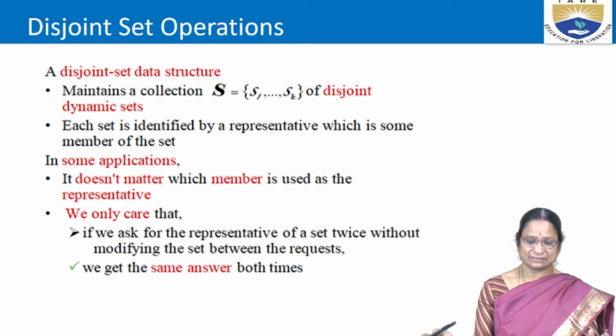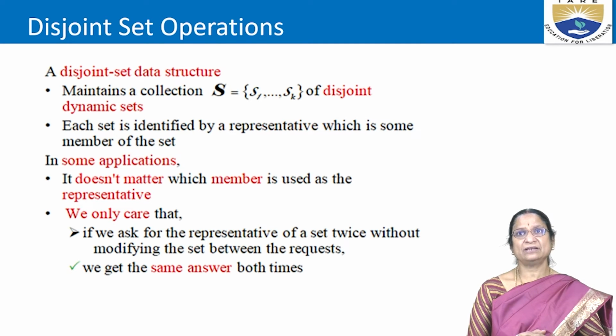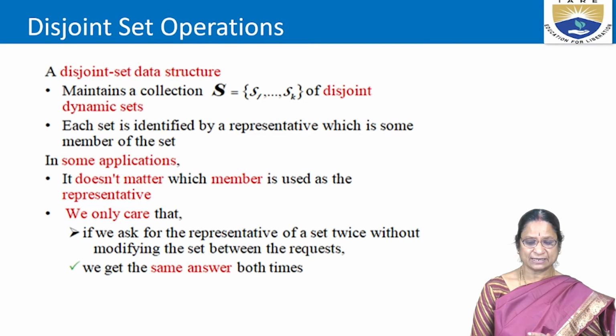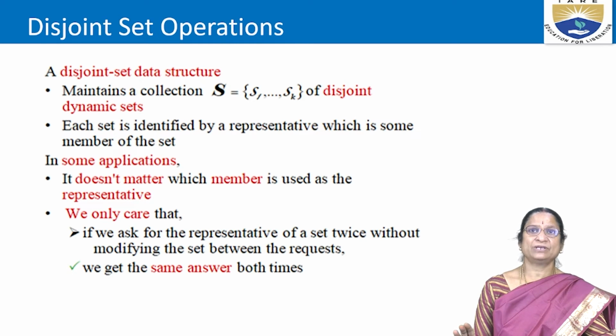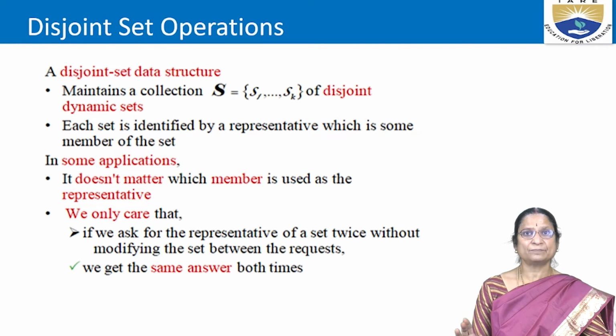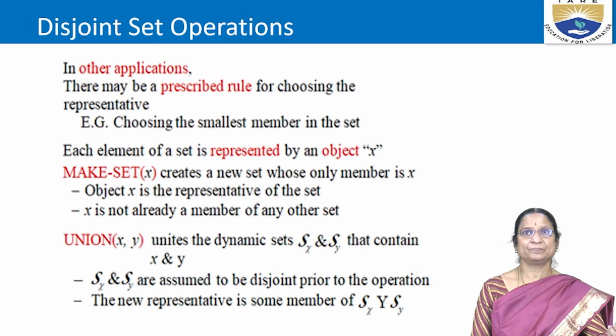In some applications, there is no specific rule about which member is going to be used as a representative, but we have to take care of that. If we perform the same operation twice and get the same answer, then we can consider it as a representative. But in some other applications, there are rules to follow about which one is going to be the representative. In some applications, the smallest value of the set is the representative, or in some applications, the largest value can be considered as the representative.